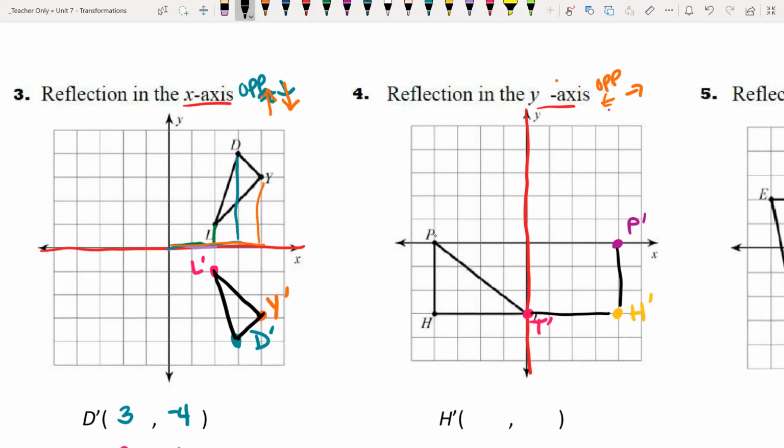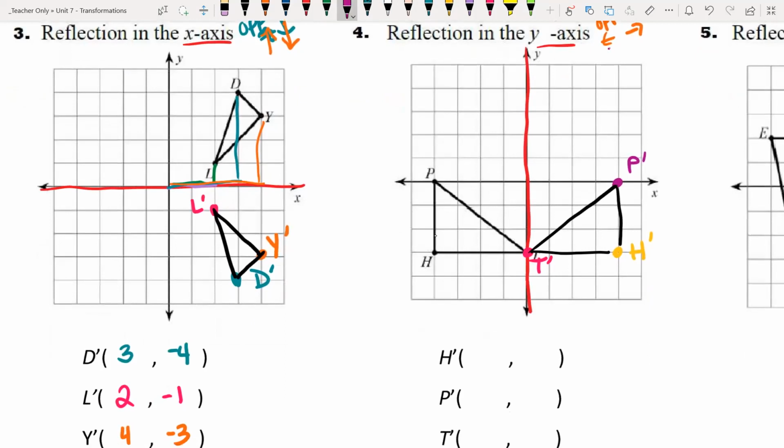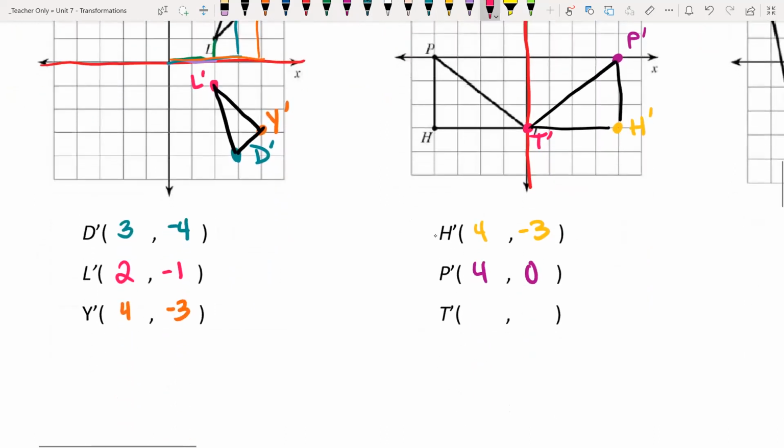Here, here, and here. Now let's write where those ordered pairs are. So P is at 4, 0. H is at 4, -3. And T is at the same spot of 0, -3.